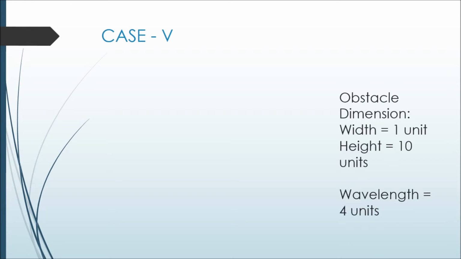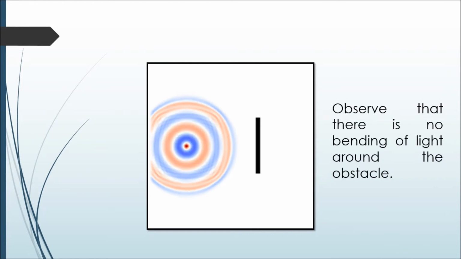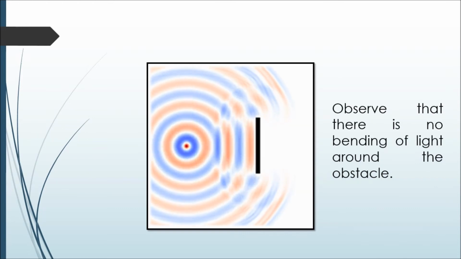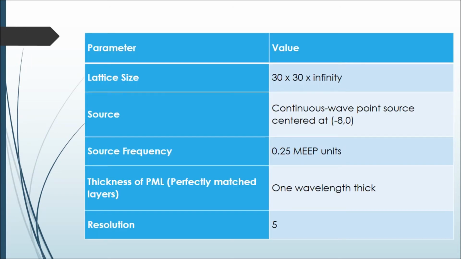And if you still continue to increase the size of the obstacle, say 10 units, what will we observe? We observe that there is no diffraction, no bending of light around the obstacle. So as we increase the size of the obstacle greater than the wavelength, there is no diffraction.